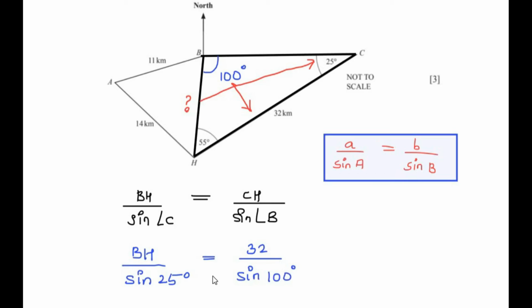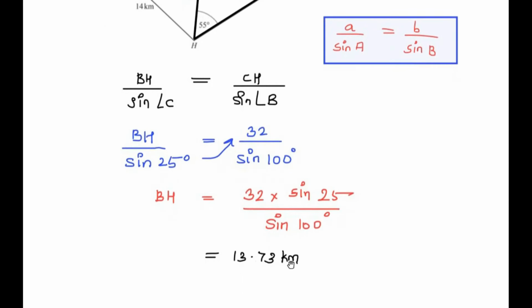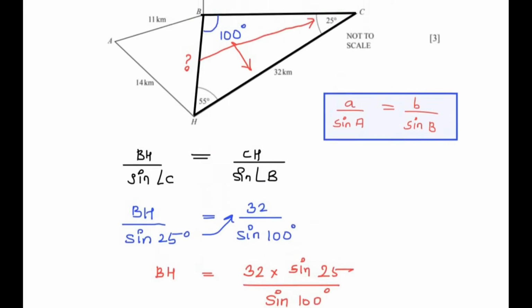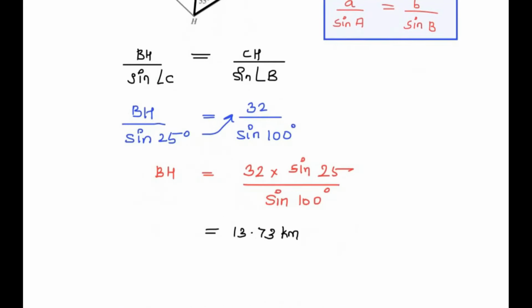Now taking sine of 25 degrees to the opposite side of the equal sign, we get BH equal to 32 times sine 25 over sine 100. So this will give us the value as 13.73 km. But since we have to round it to one decimal place as given in the question, we are going to round it as 13.7 km. So this is what we have got, and we have shown that the BH value is 13.7 km.